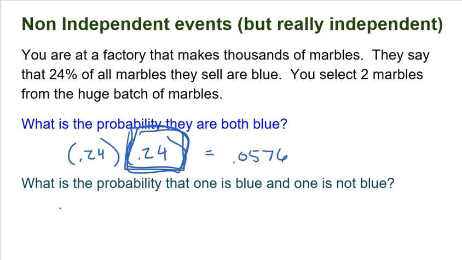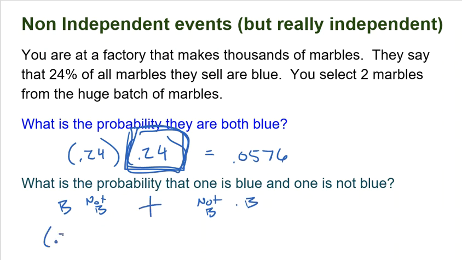But again, now this matters, right? The first one could be blue. The second one could be not blue. Or the first one could be not blue, and the second one could be blue. So we do have to walk through that there are 2 different ways this can happen.